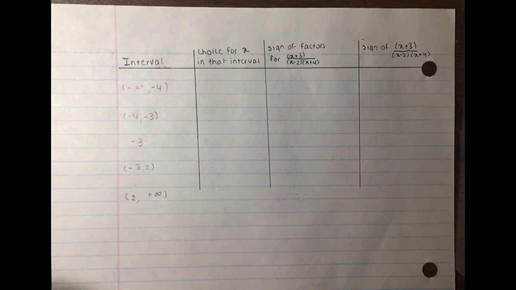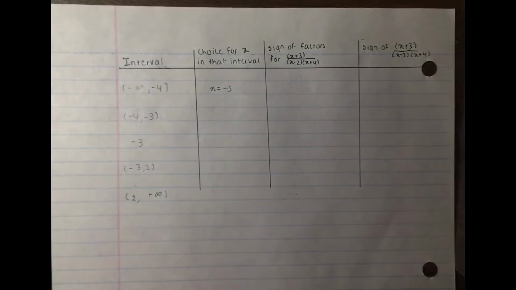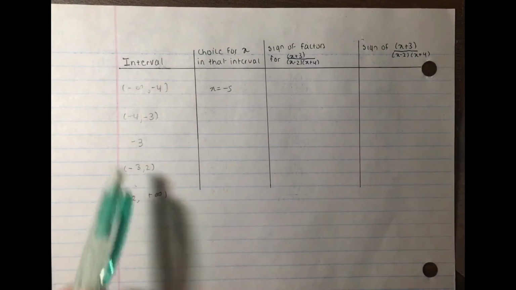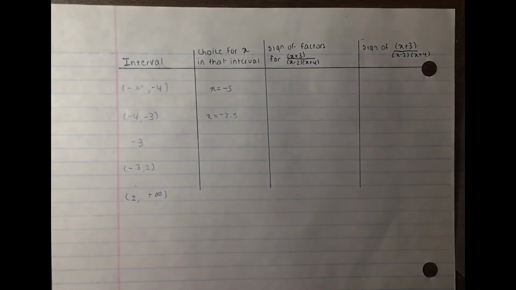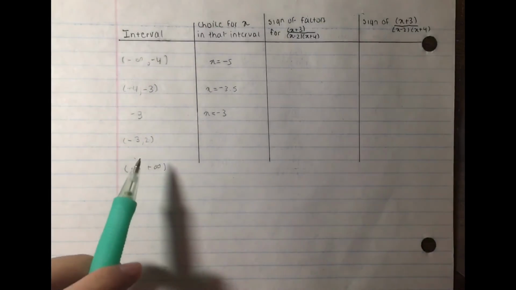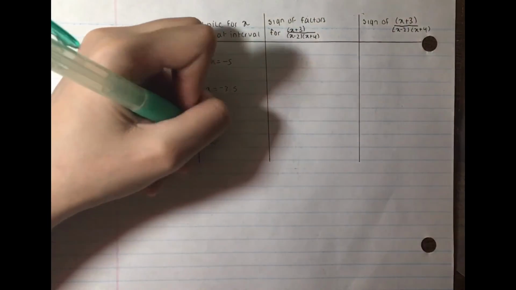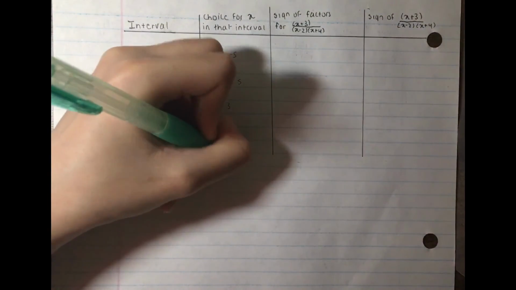So for the test value of x, we're going to choose one in each of the intervals. For this one, I'll choose -5 as I did in the example. And then for (-4, -3), I'll choose x equals -3.5. For -3, it'll just be x equals -3. For this one, I'm going to choose x equals 1. And for this one, I'll choose x equals 4.